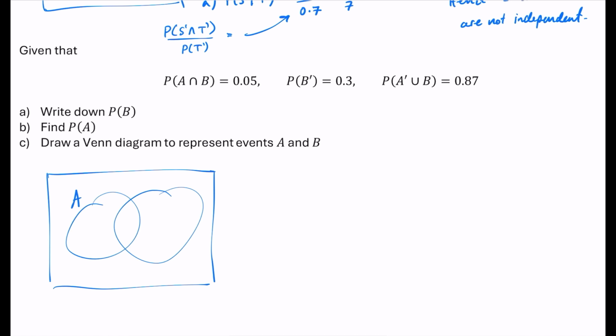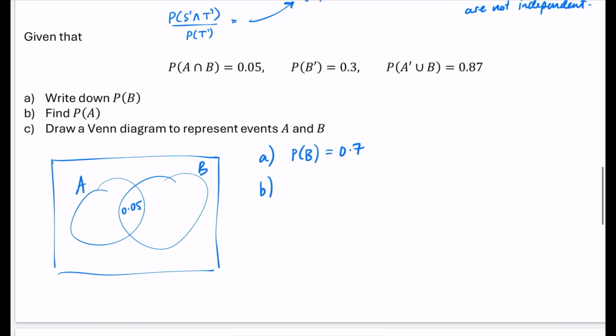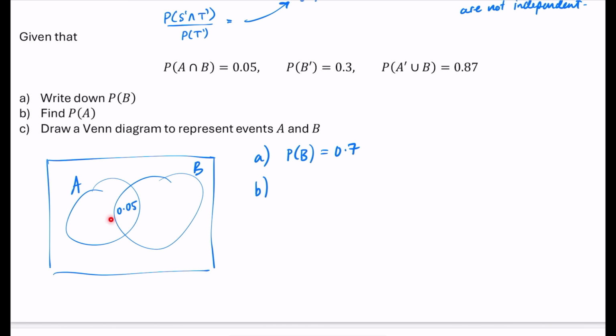I'm going to have A and B, and they've told us the probability of A and B is 0.05. And they've told us the probability of not B is 0.3, and they've given us a bit of a clue here to encourage us to think about, well, let's find out what the probability of B is. The probability of B, if not B is 0.3, is 0.7. So I think this is now going to help us work out some of these other things. The probability of B is now 0.7, which means this probability over here is 0.65.